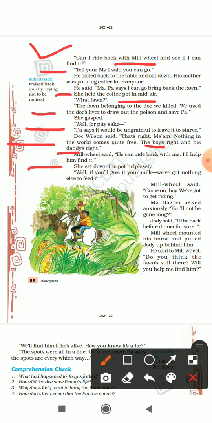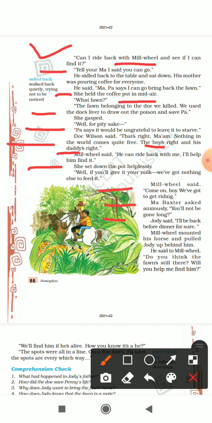After listening to that, Jody's mother said helplessly that they do not have anything to feed the fawn. If Jody wants to bring the fawn home, he has to give his own share of milk to the fawn. Millville said, come on boy, we have got to get riding. Ma Baxter asked anxiously, you will not be gone long. Jody said, I'll be back before dinner for sure. Millville mounted his horse and pulled Jody up behind him.